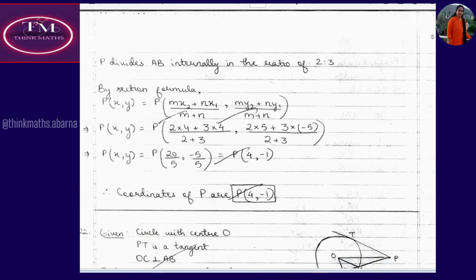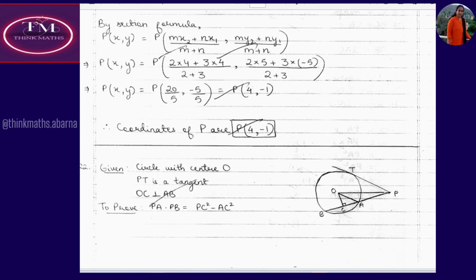Next one. So here the diagram is drawn. If the diagram is not given, you have to draw the diagram. So this is the theorem and proof type. Write what is given and underline it. Write what we have to prove.